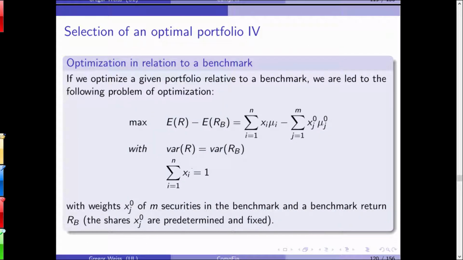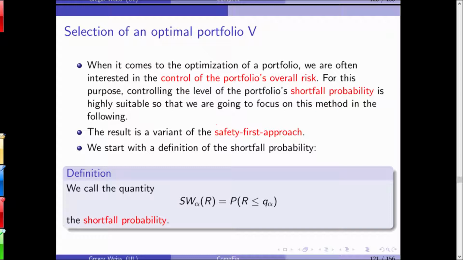Now, the optimization becomes: maximize the excess return, with RB being the return on the benchmark, with equal volatility or equal variance, and again the portfolio weights should all add to 1. And here we would of course know that the portfolio weights of the benchmark do not need to be optimized because they are given. You simply know the weights, for example, of all the individual stocks in the S&P 500 or in the DAX index.